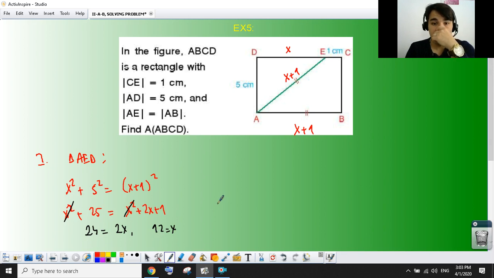But there is still work that needs to be done because we need the area of the rectangle. If X is 12, AB will be 13 centimeter. And to find the area of ABCD, it will be 13 times 5, which is 65 centimeters square.